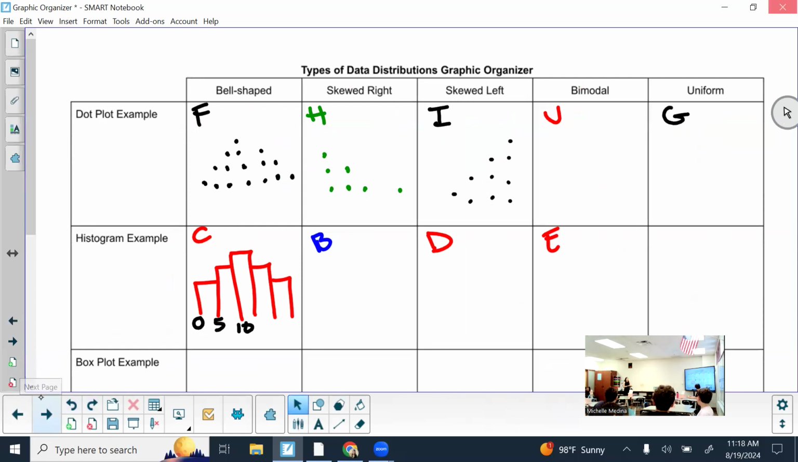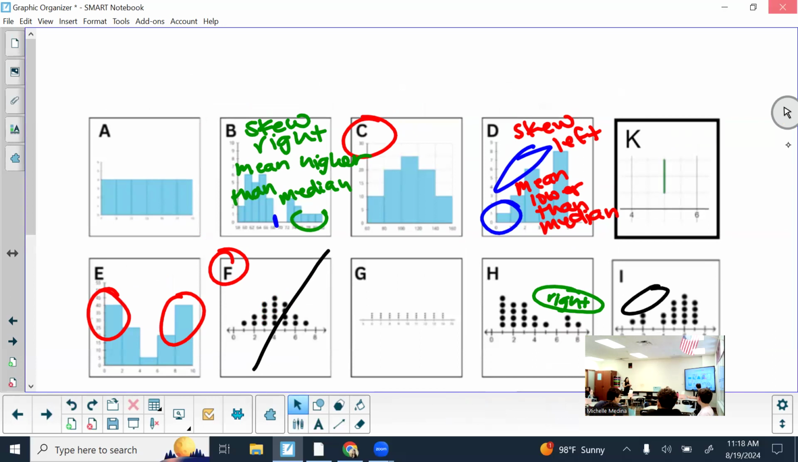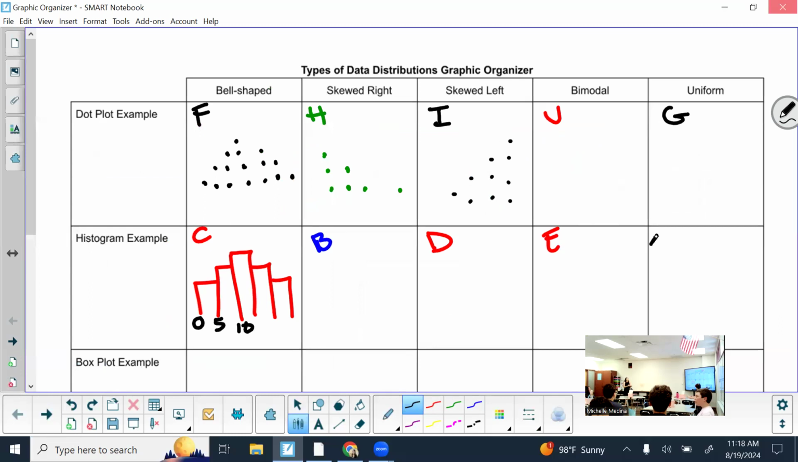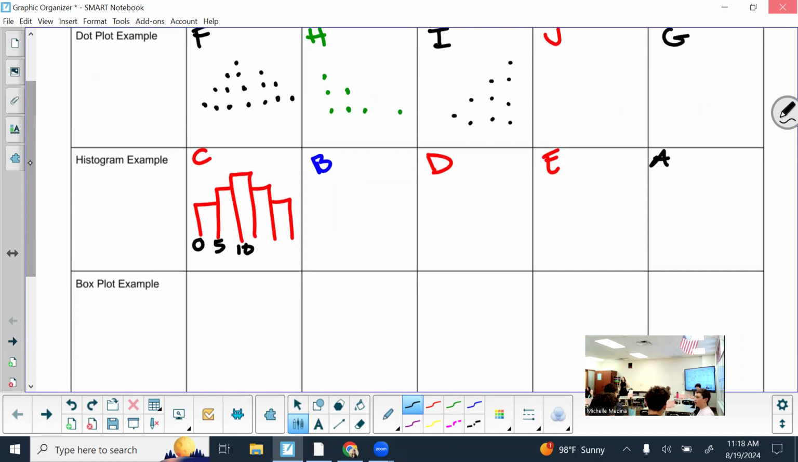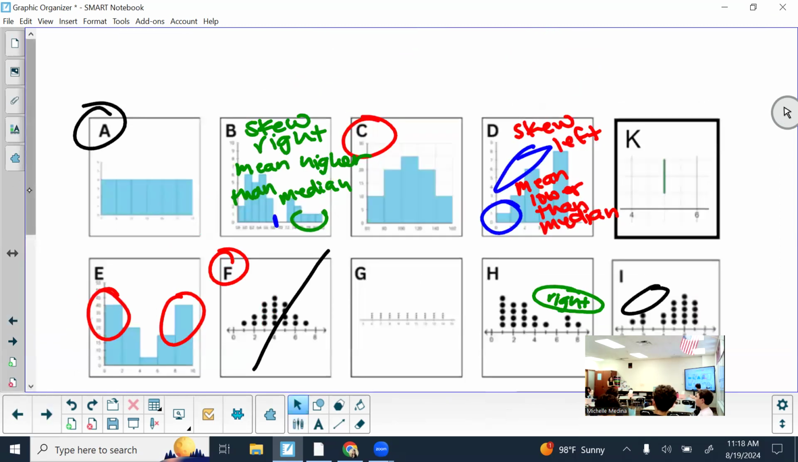Let's see, Massimo, which one is our uniform histogram? Okay, good. Our last histogram, all on an even level. Okay, box plots are a little more tricky, but if you could identify the correct dot plot, I figured you could just type that into Desmos and maybe connect a correct box plot if you needed to. So Jalen, for our first box plot example, which one looks bell-shaped to you?